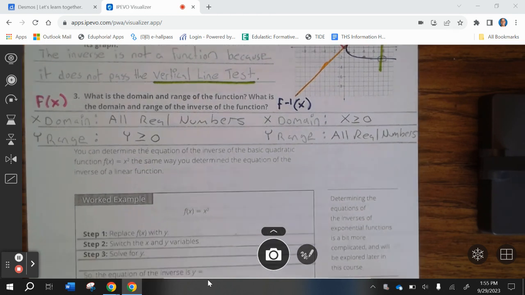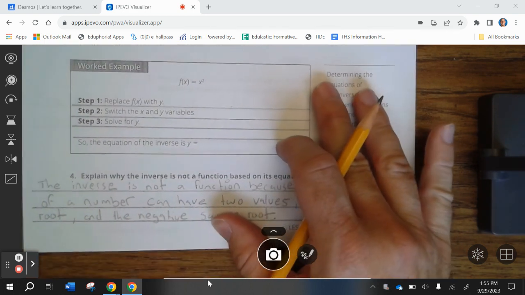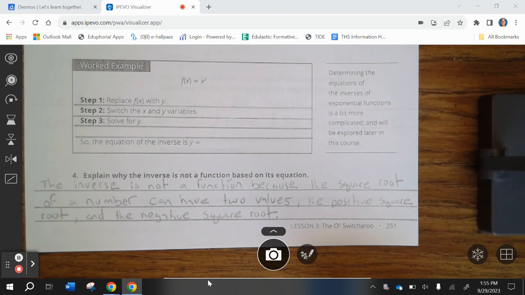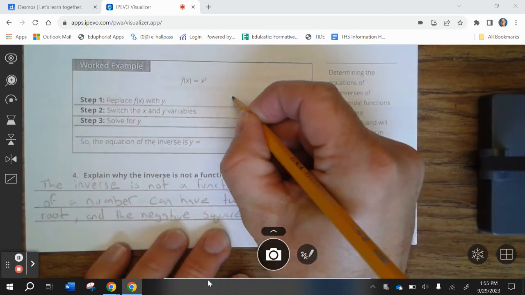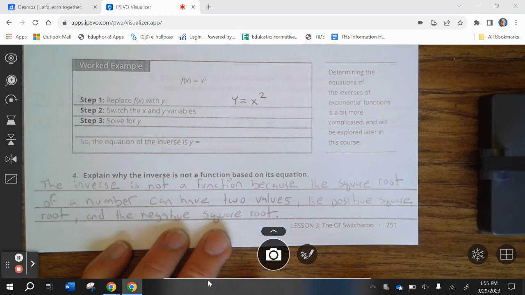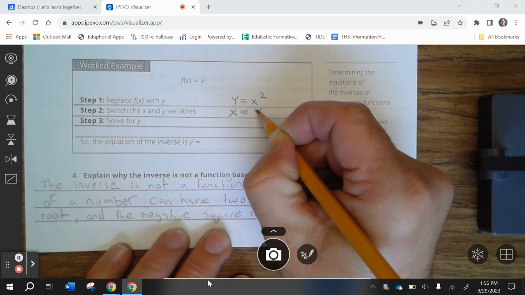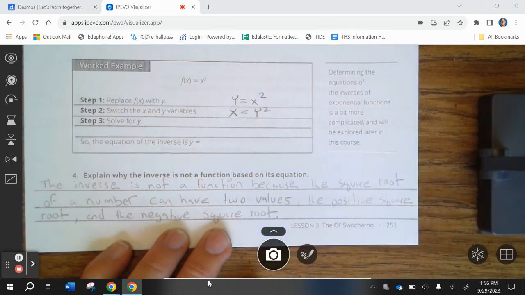All right, let's take a look at the next part. You can determine the equation of the inverse of the basic quadratic function f of x equals x squared the same way you determine the equation of the inverse of the linear function. Step 1, we replace f of x with y. So we have y equals x squared. Step 2, switch x and y. So x equals y squared. And then we solve for y.